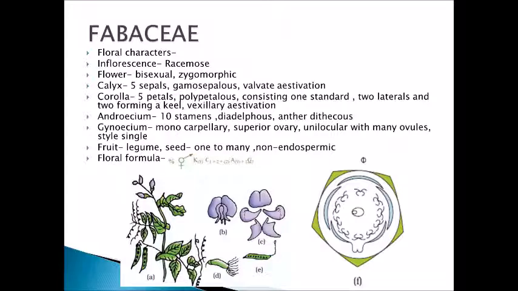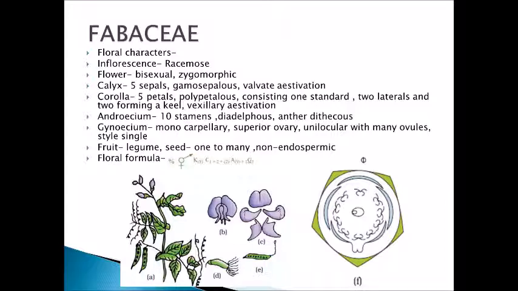So this is the typical vexillary type of estivation in this flower. So this is standard, laterals and keel, which are joined with each other at the anterior part here. So that is put into the brackets.